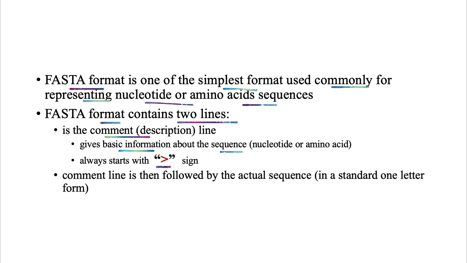The important thing is that the comment line starts with a greater than sign, which is very important because that marks the beginning of the comment line. Then it is followed by the actual sequence, and we represent the actual sequence in the standard format. The standard format for nucleotides is one letter code, for instance A, G, C, T. And then we have the one letter code for all the standard amino acids. So we represent the sequence information in that standard format.